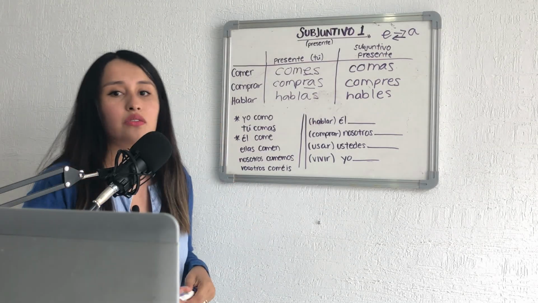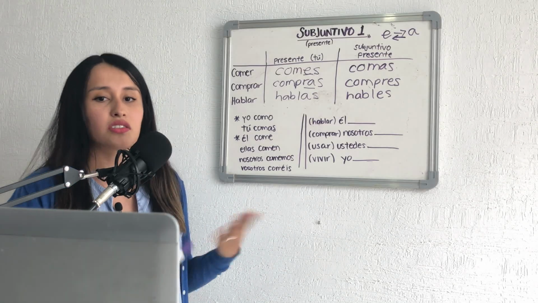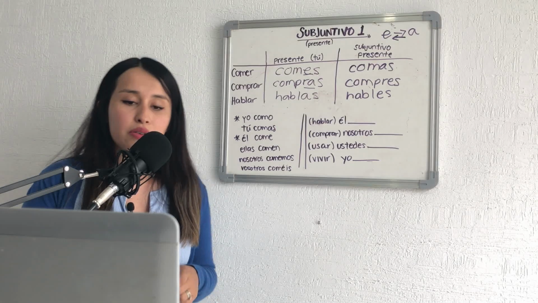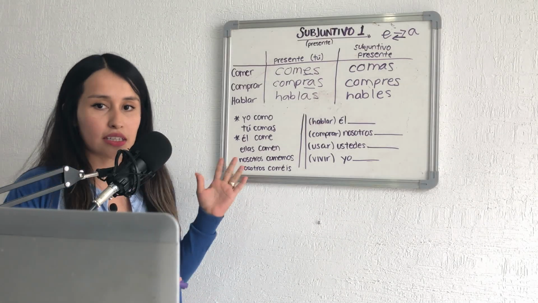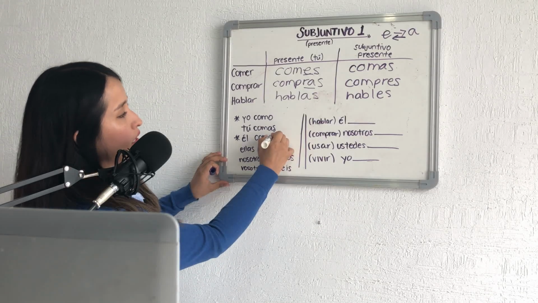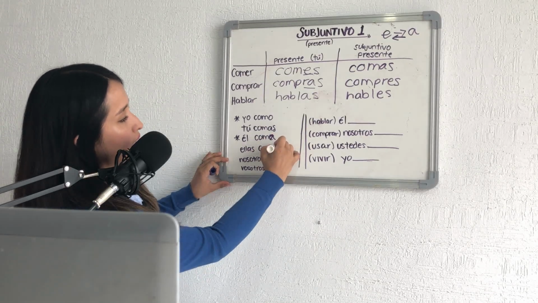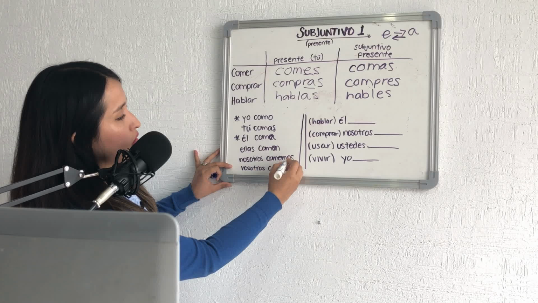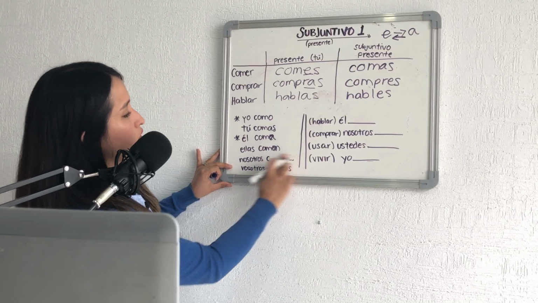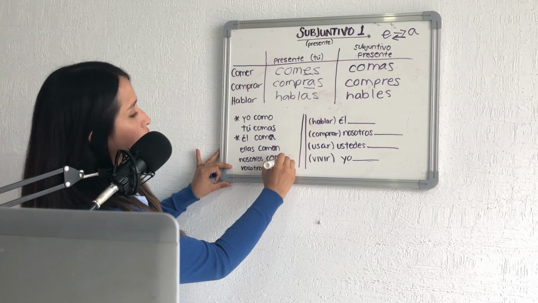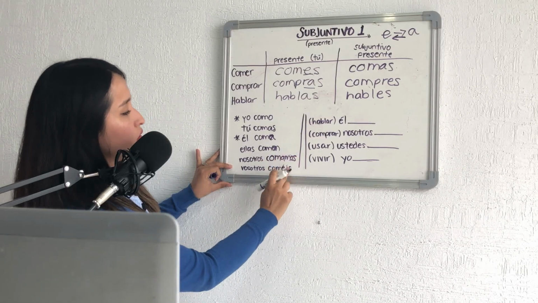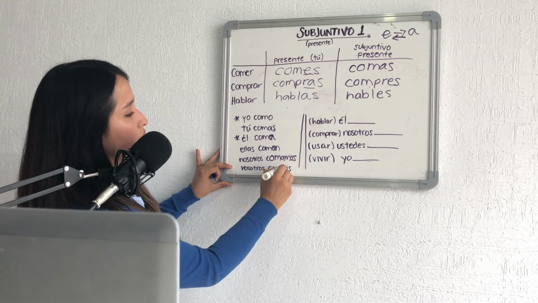In Mexico, we don't use vosotros, but maybe some of you are interested in knowing how to speak with vosotros, especially if you are planning to go to Spain or something like that. So I'm going to include that, okay? So él come is going to change for él coma. Ellas comen, ellas coman. Nosotros comemos, nosotros comamos. This one is a little bit different. I'll explain later. Comamos. And vosotros coméis is going to be vosotros comáis.